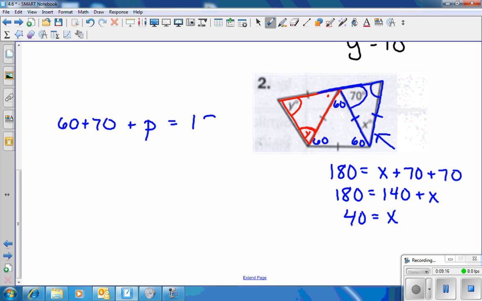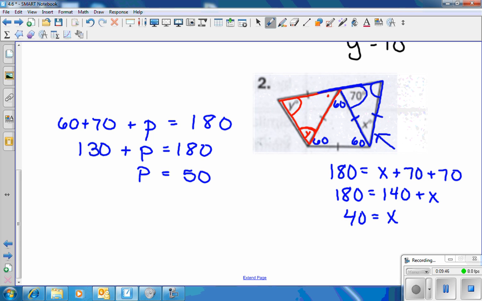I don't have a clue. Equals, you can put a question mark, whatever. That's because of what she said. So 130 plus P equals 180. Subtract 130, so that new angle that we talked about is P, and you get P equals 50. So P is 50, right? Okay. And we know the other two angles are the same.